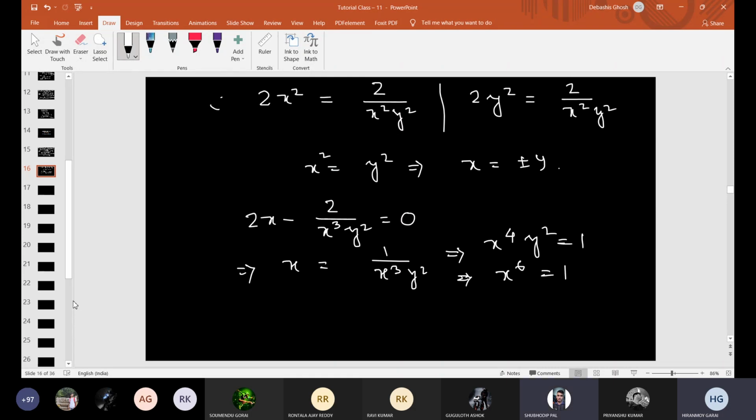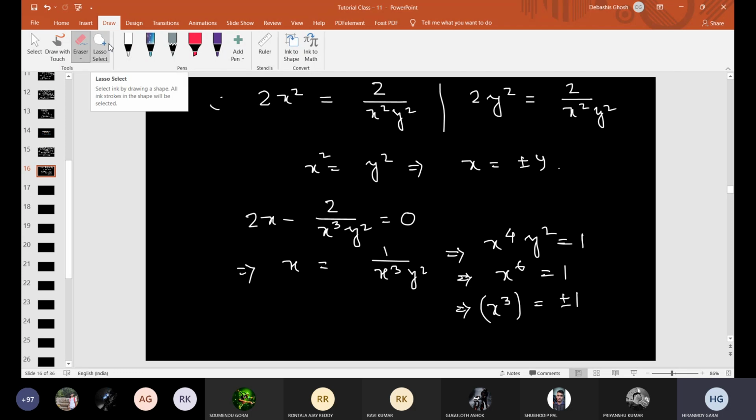So that gives the possibility that x to the power 6 is equal to 1, so x is plus or minus 1. Therefore the values of x come to be plus 1 and minus 1, because the remaining values are complex. So the possible values for x are plus 1 and minus 1.